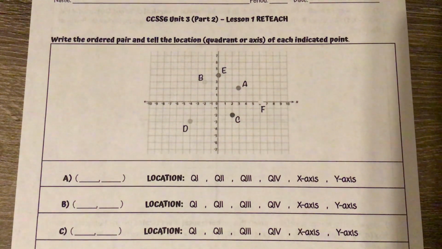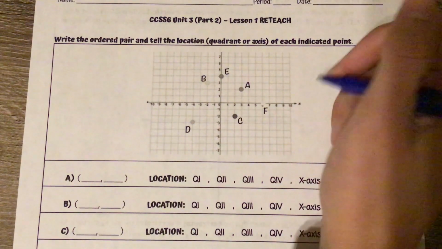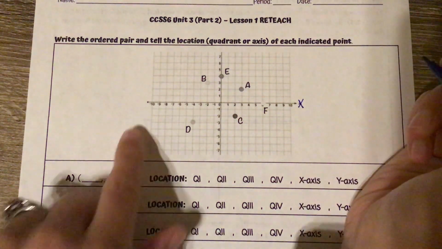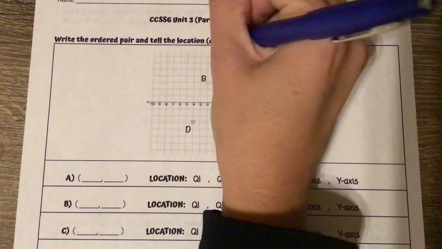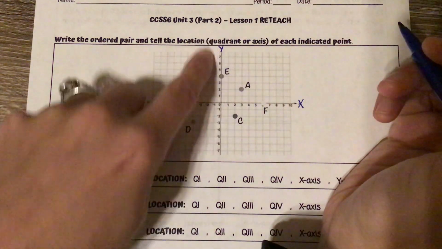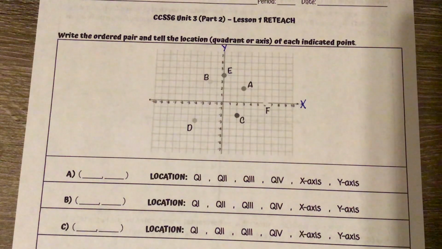For the first part of this reteach, we are going to be looking at just the basics of the coordinate plane, so locations and identifying ordered pairs from the coordinate plane. A couple things to note. Just a reminder that your x-axis is the horizontal axis and your y-axis is the vertical axis.